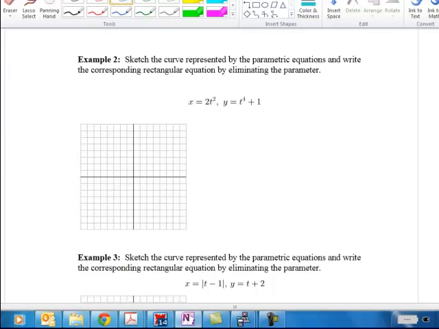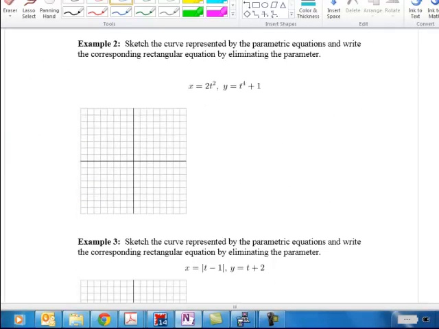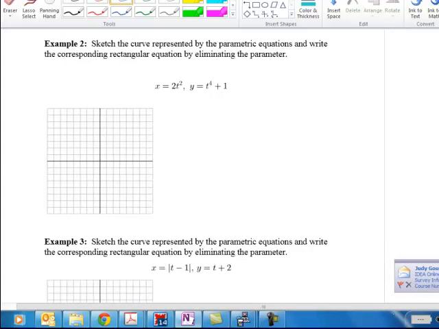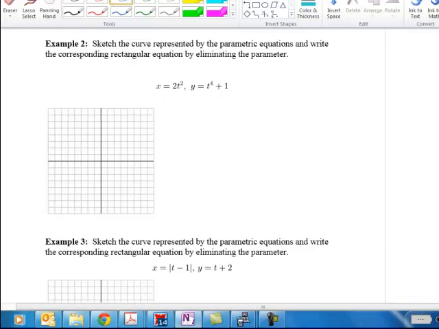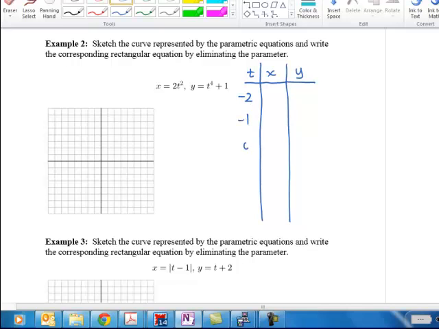next one. So here we go. Let's take a look at this. If we want to sketch this, it's not going to be incredibly easy to pick points and make a table, but let's start that way. It's not what we want to do every time, but since we're getting used to this, we'll start that way. So t, and then x, and then y. Let's do the same t values we did last time: negative 2, negative 1, 0, 1, 2.